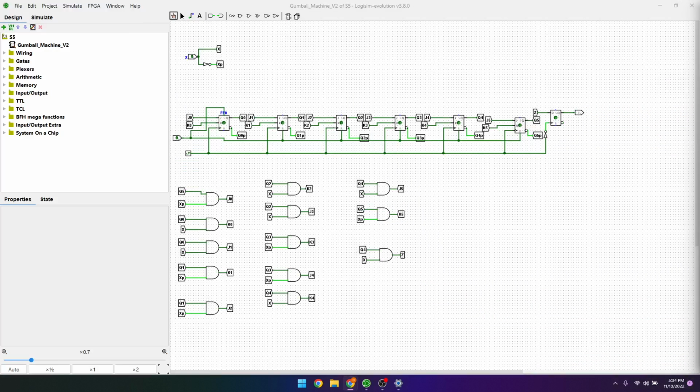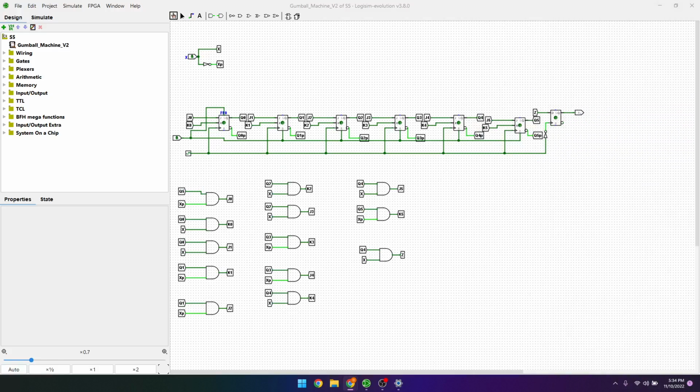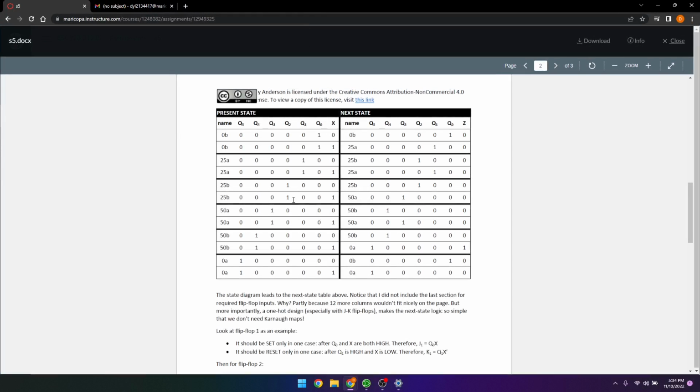Let me put that over here, and then I can get on to the next step. So the next step is the next state table, which was fortunately given to us, and we can just show that here.